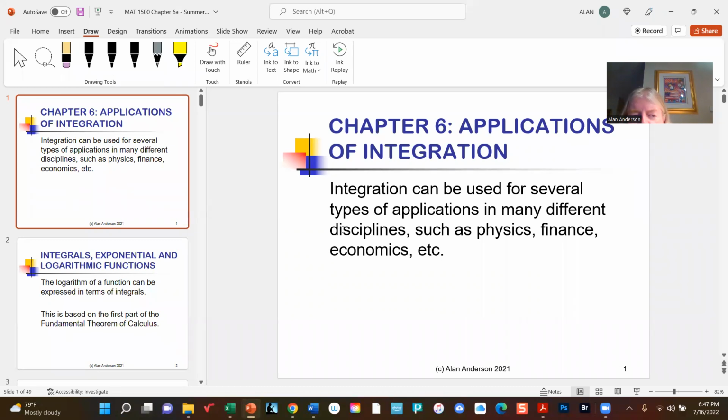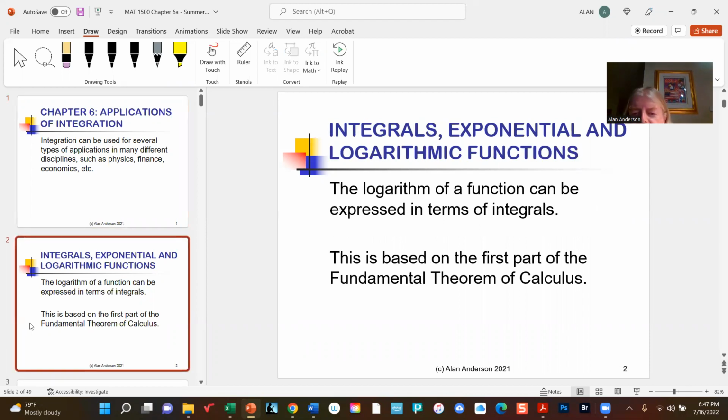So we'll start here with the integrals, exponentials, and logarithmic functions. And so we're going to dive more deeply into logarithms and exponentials, which means e to the x. And we'll see that these results are based on the fundamental theorem of calculus, and they provide us with more techniques that we can use to calculate both derivatives and integrals.